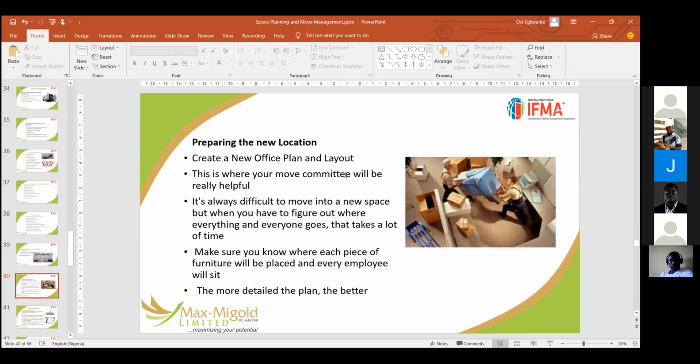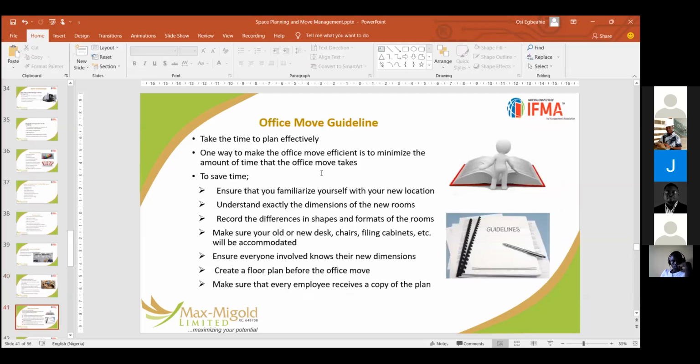Make sure you know where every piece of furniture will be placed and where every employee will sit. It's very important when you are moving office. Know every detail. Go to every person's office. Know where that office is moving to. Know where you're going to place the furniture. If they're going to buy new furniture, good for you. If they're going to use the old furniture, good for you. You need to label it and ensure you have management sign off. It is very important. The more detailed the plan you have, the better for you.